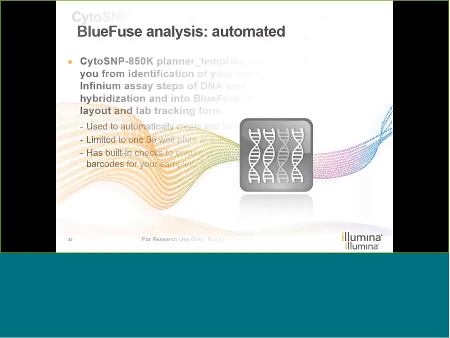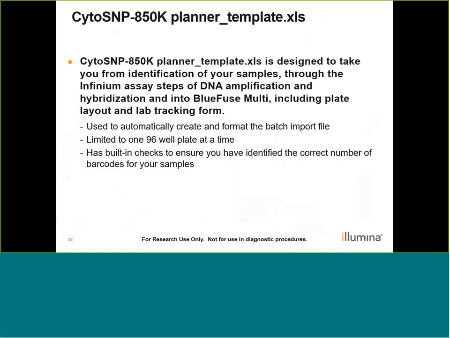When we look at the automated method using the CytoSNP 850 planner template, it takes you through your experiment. You identify the samples, it takes you through the steps of the Infinium Assay, those get logged, and then it brings the data into GenomeStudio, much like a LIMS system might do. So we enter this data, and it automatically creates the batch import file. This template is limited to 96 samples because of the 96 well plate format. That's how the batches are tracked.